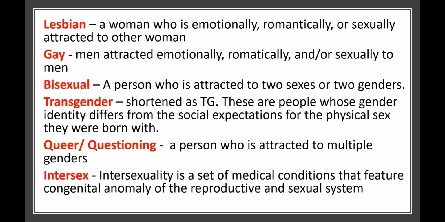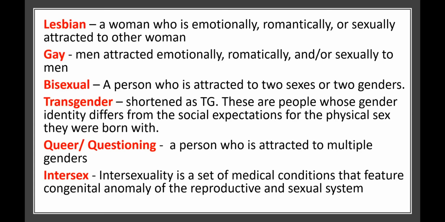So transgender, shortened as TG, these are people whose gender identity differs from the social expectation for the physical sex they were born with. So next, we have queer or questioning, a person who is attracted to multiple genders. So it could be lesbian, transgender, gay, bisexual, female, or male.